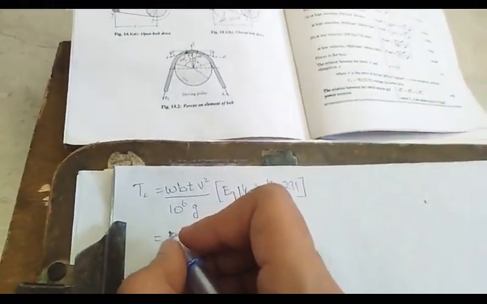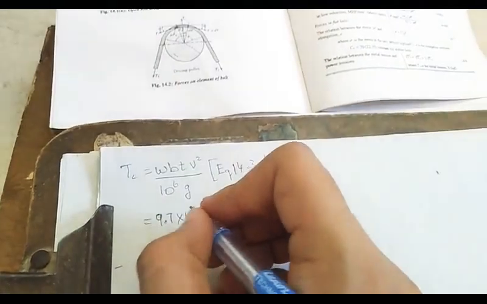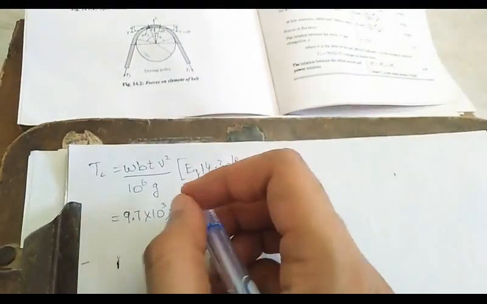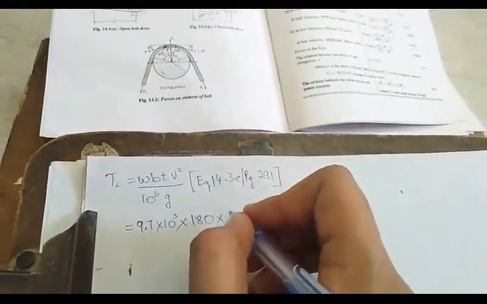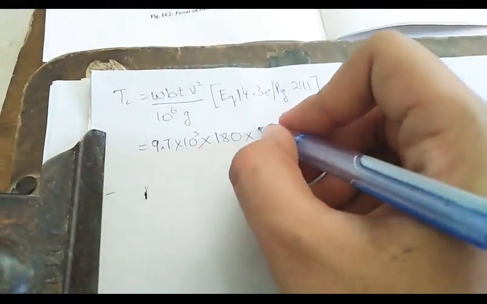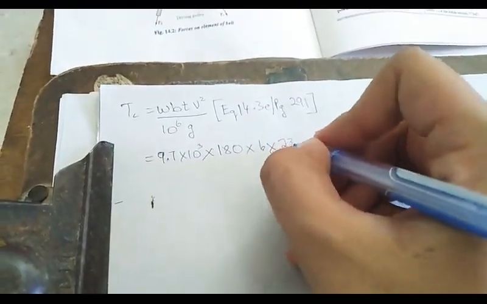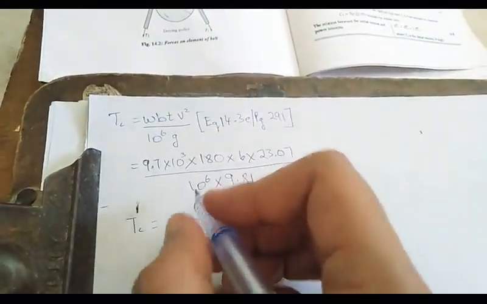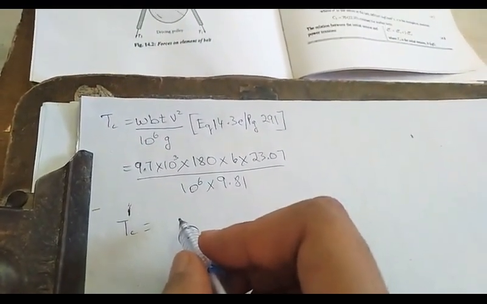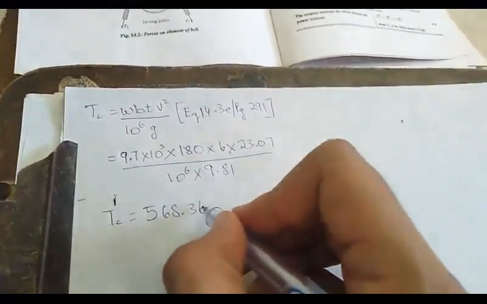W they have given as 9.7 into 10 power 3, into b is 180, t is 6 mm, which they have given in the question itself, into velocity 23.07 squared, divided by 10 power 6 into 9.81. So the centrifugal tension we will get as 568.36 newtons.